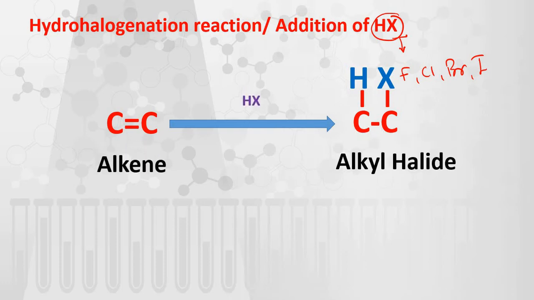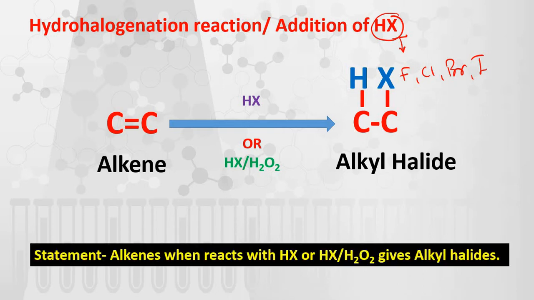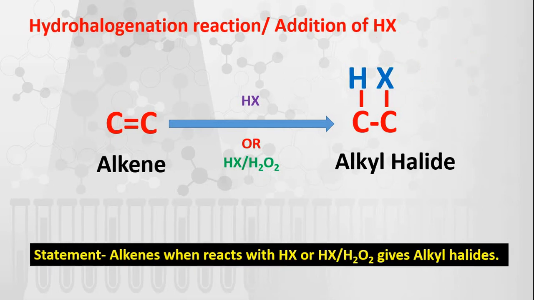The reagent we are using here is hydrogen halide, which on heating gives this alkyl halide, or you may use hydrogen halide in presence of hydrogen peroxide. So these two different reagents give different products. The statement of this reaction is: alkenes when reacted with HX or HX/H2O2 give alkyl halides. We will see more explanation and information about this reaction.